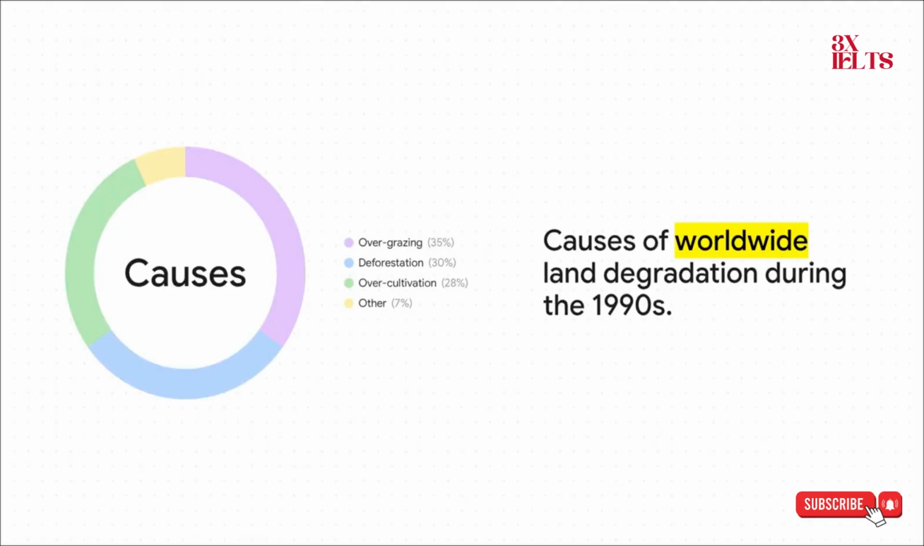So, first up, the pie chart. Your eyes are immediately drawn to the biggest piece of the pie, right? Overgrazing at a massive 35%. That's your #1 global cause. And then you see that the next 2, deforestation and overcultivation, are super close behind. There you go. You've just found the key points for your first body paragraph.